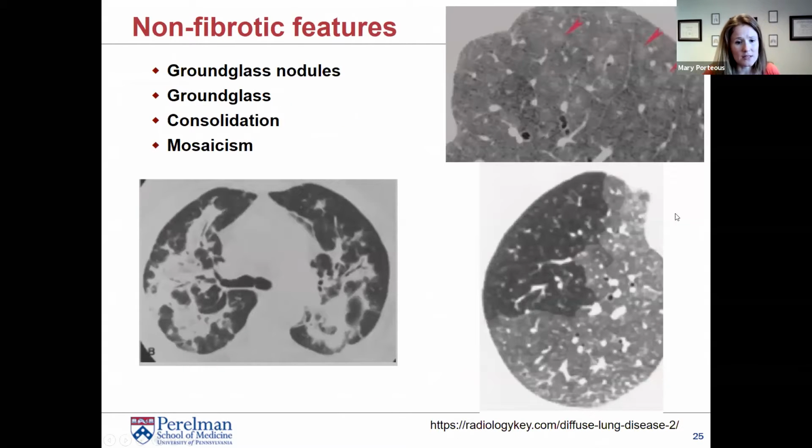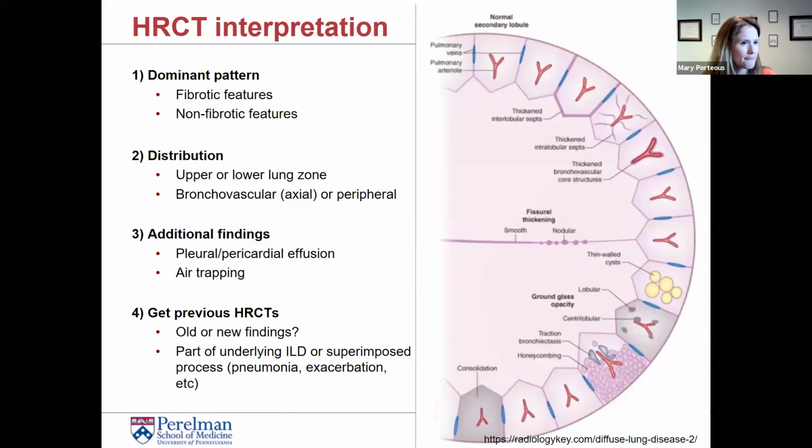Non-fibrotic features, so these ground glass nodules right here, more ground glass, mosaicism, this is a huge one, but basically areas of increased attenuation next to areas of decreased or blacker attenuation on the CAT scan. And then certainly consolidations, which may be suggestive of non-fibrotic features.